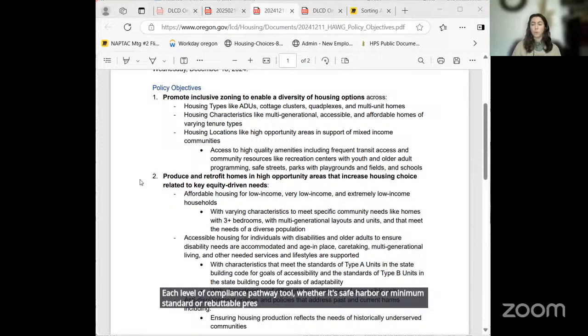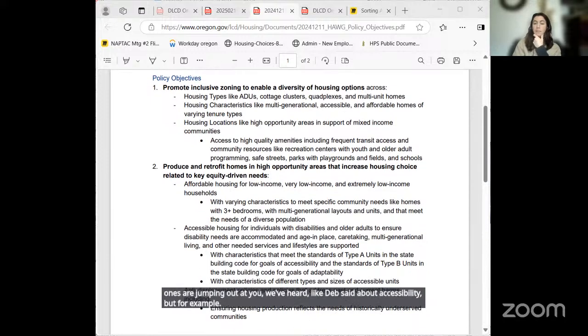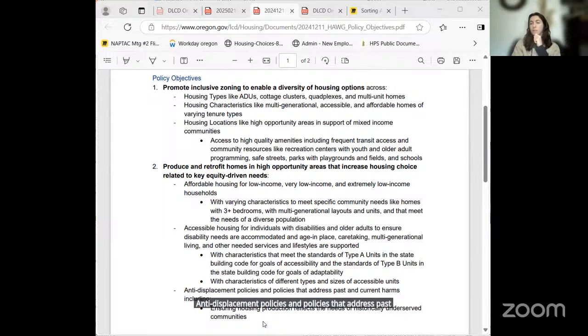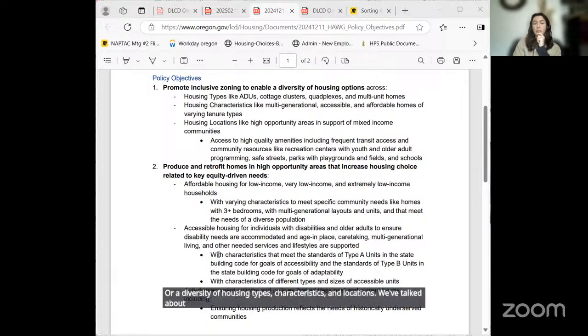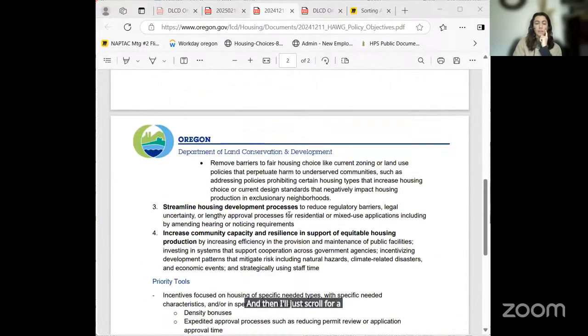I heard that there's more work related to rebuttable presumption, so maybe not a lot of interest there, but whichever ones are jumping out at you. We've heard, like Deb said, about accessibility, but for example, anti-displacement policies and policies that address past and current harms, how are y'all conceptualizing that we might provide a compliance pathway on that? Or a diversity of housing types, characteristics, and locations. We've talked about accessibility generally, but not specifically orienting to high opportunity areas or affordable housing in high opportunity areas or lower opportunity areas.